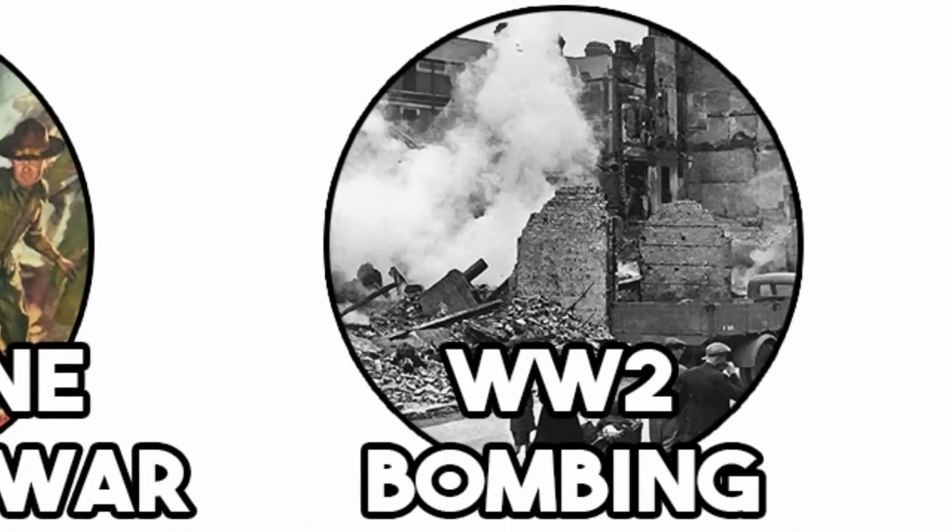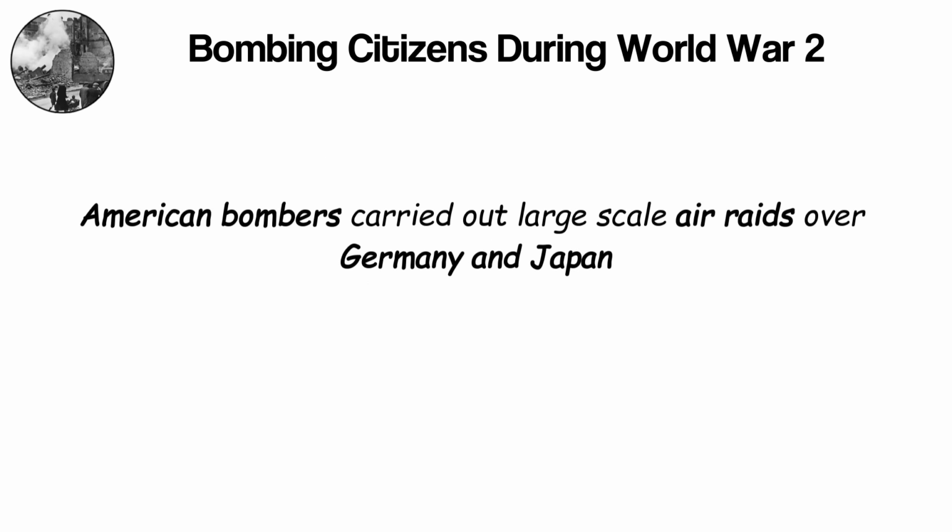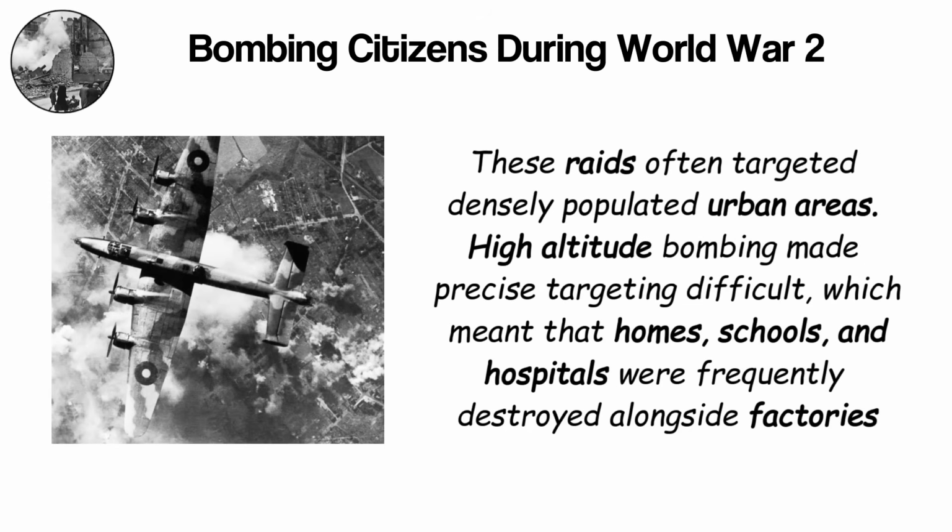During World War II, the United States adopted a strategy known as strategic bombing. This approach focused on attacking entire cities rather than only military targets. The goal was to destroy industrial production and weaken civilian morale. American bombers carried out large-scale air raids over Germany and Japan. These raids often targeted densely populated urban areas.